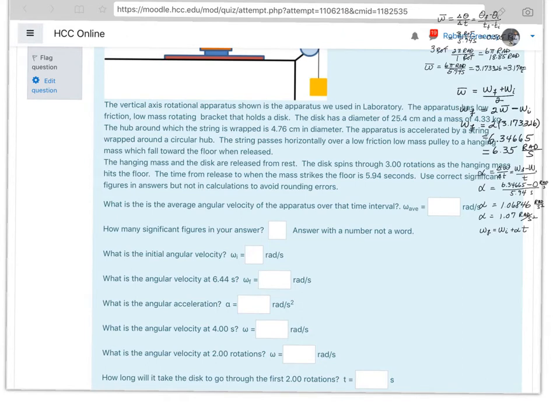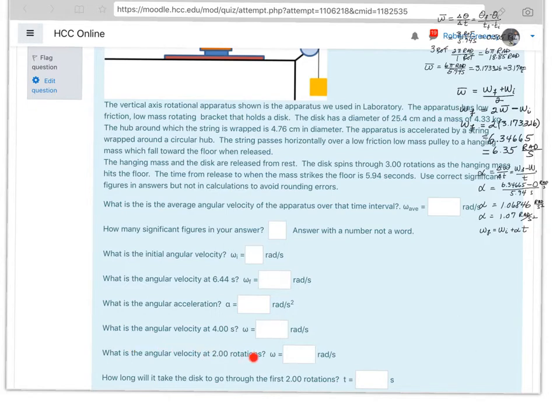Okay, 3 more parts. Let's see if we can do these all at once. So next part is, what's the angular velocity at 4 seconds? So that's going to be less than omega final here. If this takes about 6 seconds, this is 4 seconds, we could guess this omega is going to be about 4, because it's going from 0 to 6. Just look at the numbers.